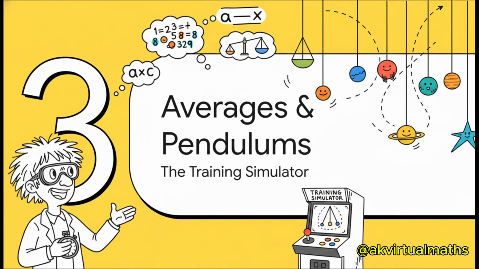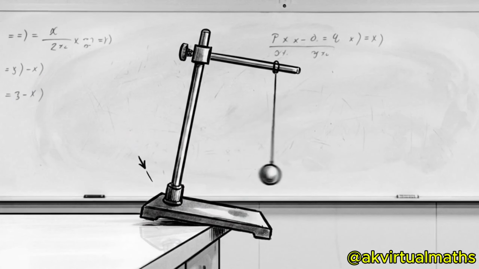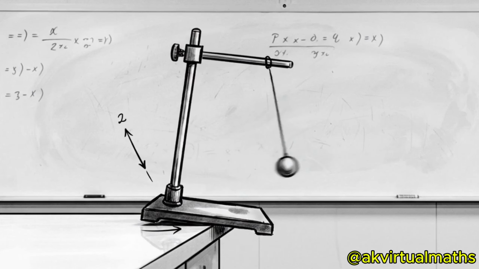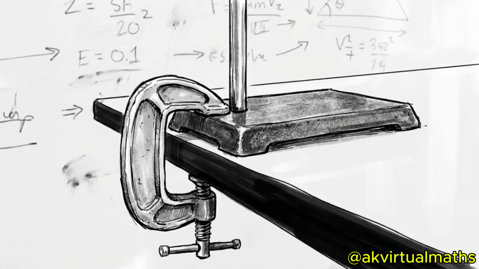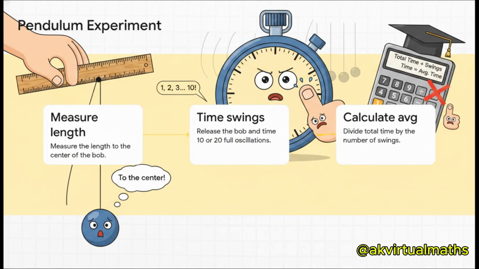Let's enter the training simulator. Safety begins with your workspace. Because pendulum stands are top-heavy, they are prone to tipping. You must use a C-clamp to secure the stand firmly to the desk before you begin. Let's actually see how this builds a completely foolproof experimental method.